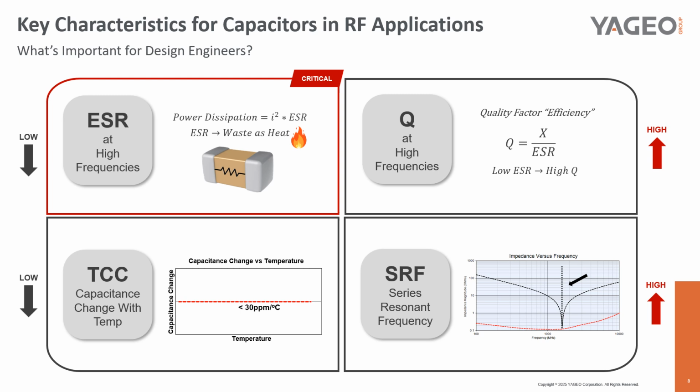Now, the third characteristic is the SRF, or series resonant frequency. This is the frequency at which the total impedance is no longer capacitive and begins an upward trend and becomes inductive. So the higher the SRF, the better the RF capacitor, since some applications require the designer to stay well below this SRF point. And lastly, TCC, or capacitance change with temperature.